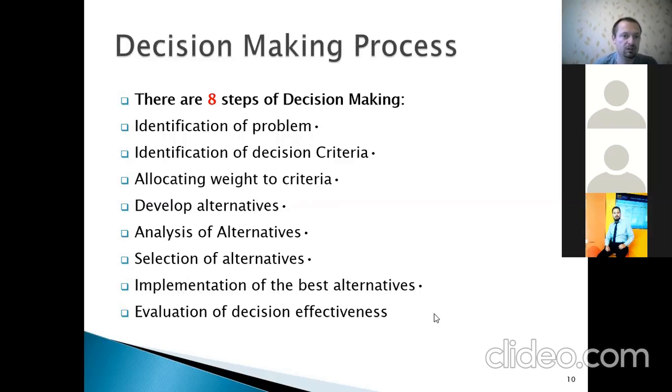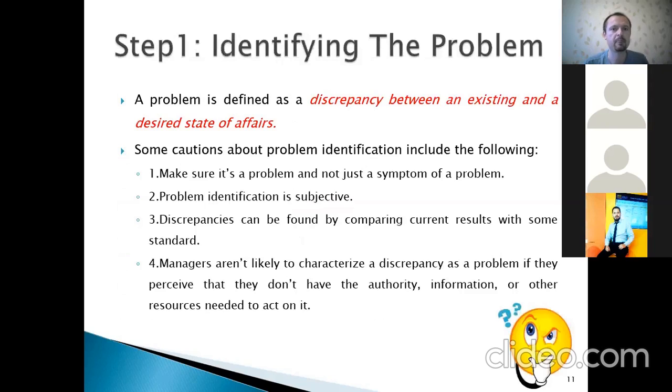All these steps are completely obvious, and let's speak a little bit about every step. The first step is identifying the problem. Generally, I would say that it is the most important step of decision making.